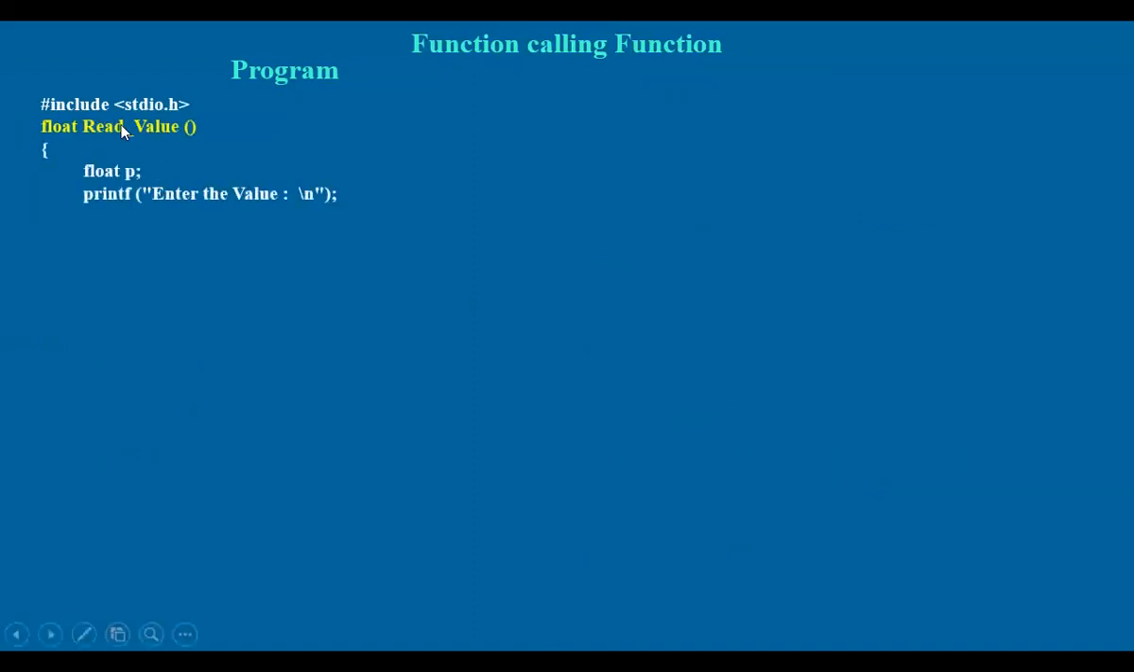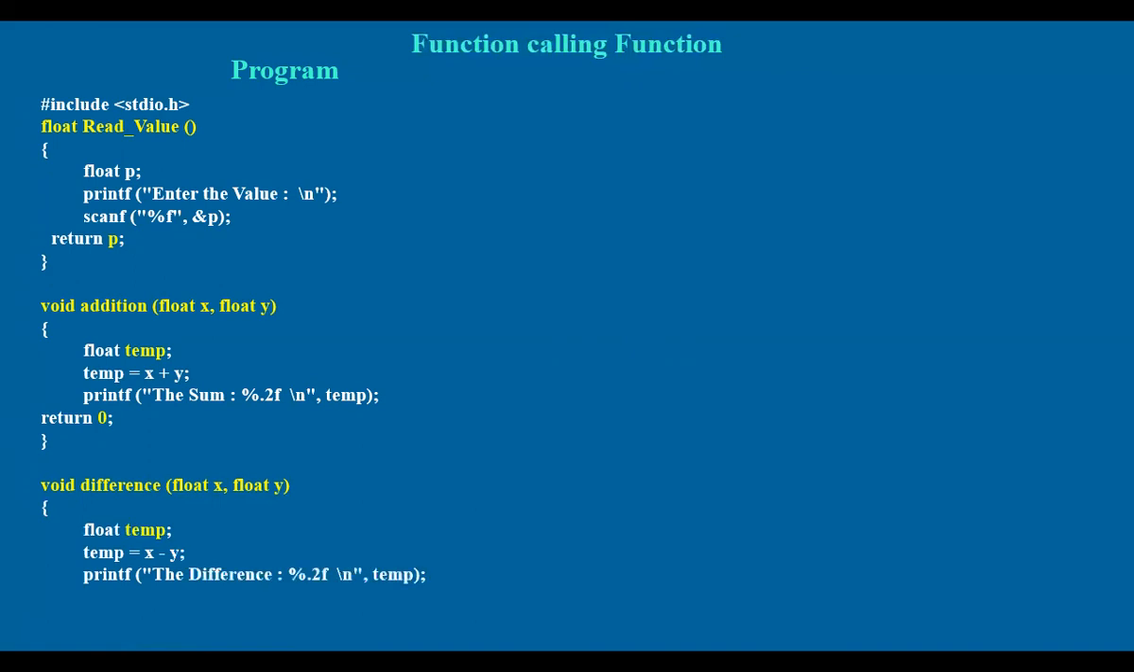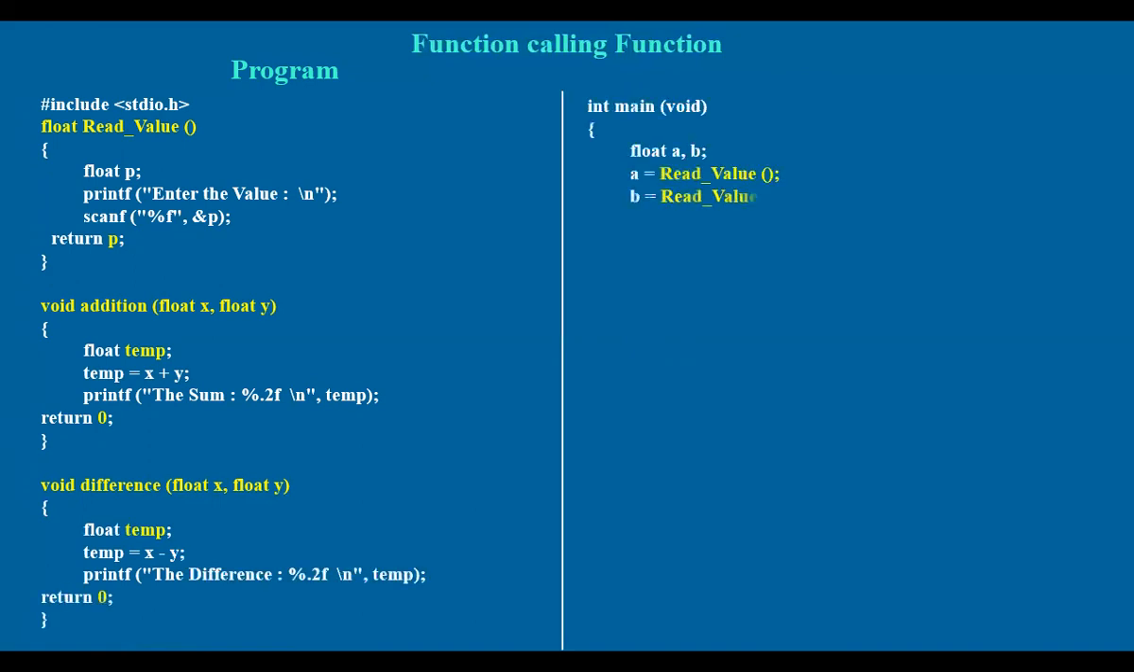We are writing the same function read value to get the value, and here it returns P, the float value. Fine. Now the addition function is written. In this addition function, temp is equal to X plus Y. Okay, this is the main function here. Let us complete this main program also, and let us see why we have written it like this.